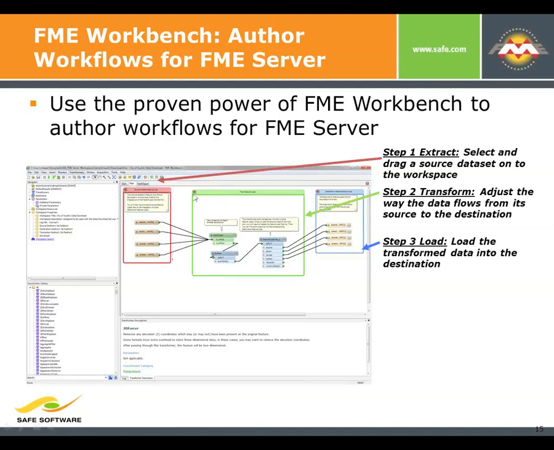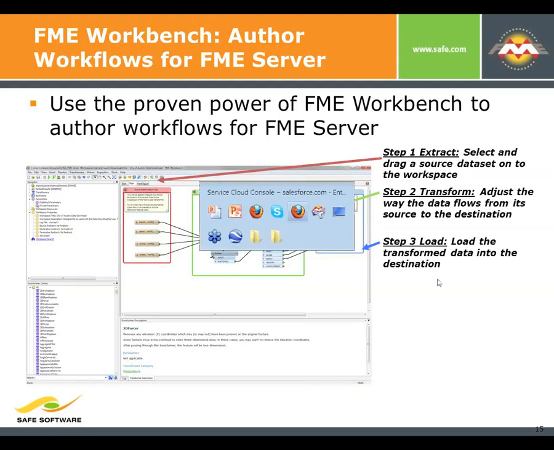In the middle here, you build your transformation. So this is where you're going to do things like buffering, removing attributes, removing self-intersections from your geometry. All these transformation tasks allow you to manipulate both the geometry and the attributes on the data. And then the blue box on the right here is the load. So that's the load into your destination data set. It doesn't have to be the same as your source data set. You can load into any of the formats that FME supports.